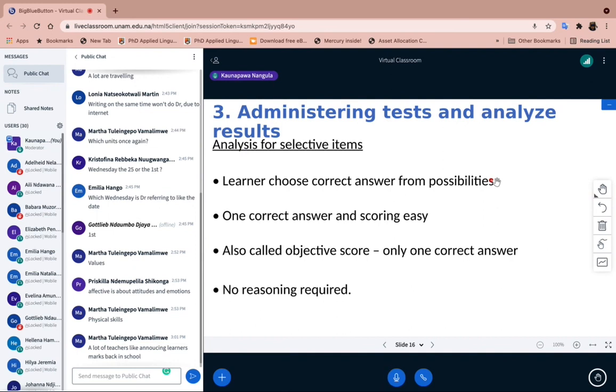So which means when you are doing all this, multiple choice or matching or filling in the blank, where they are given options, there should be only one correct answer. Don't have multiple answers that are possibly correct. And then during the selective items, no reasoning is required.